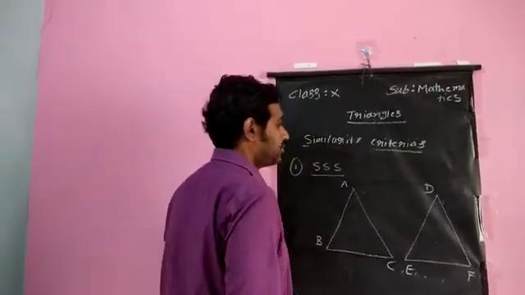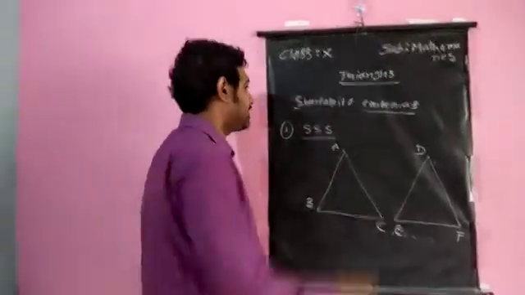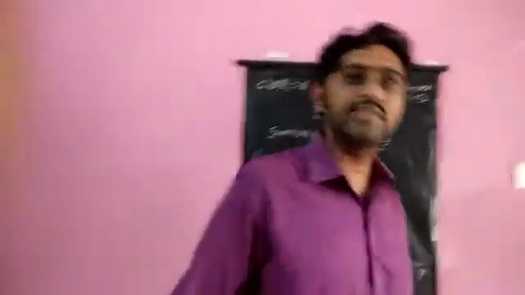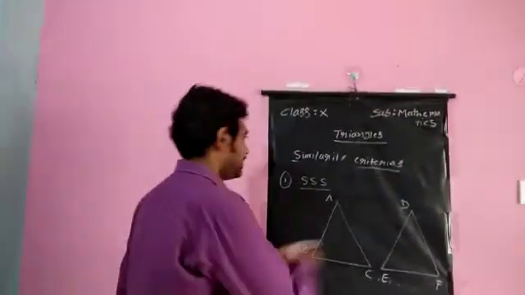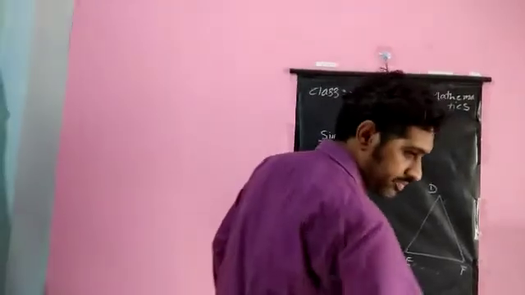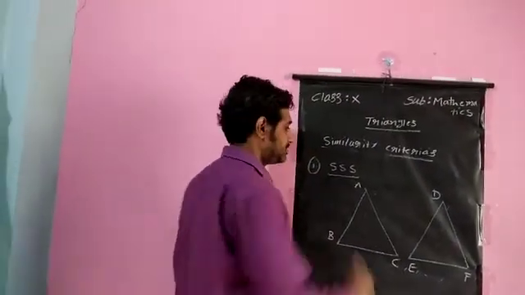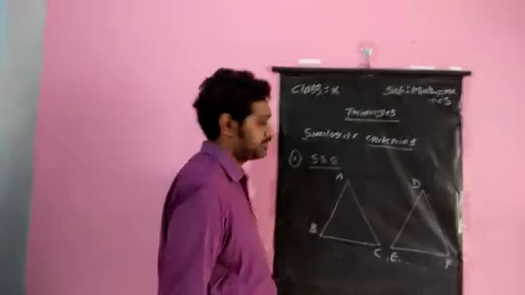Then we can say that two triangles are similar to each other by side similarity. The similar figures I told you: sides need not be equal to each other, but the sides are proportional. Here in these two triangles also, if the sides are proportional, then these two triangles will be similar.